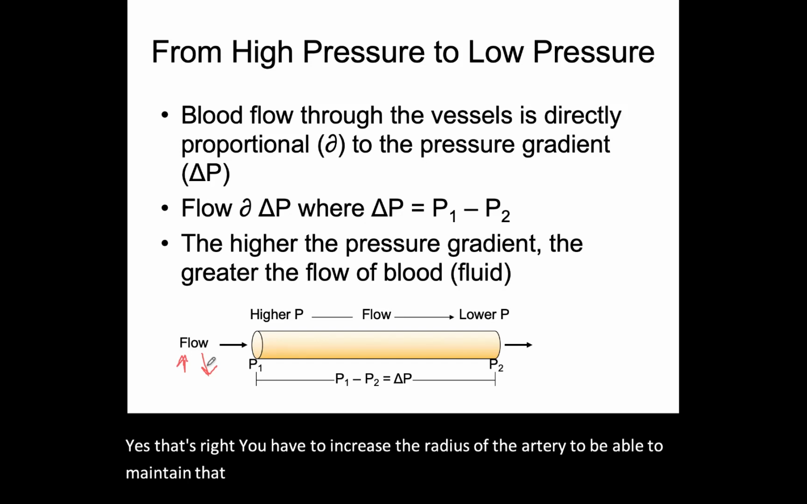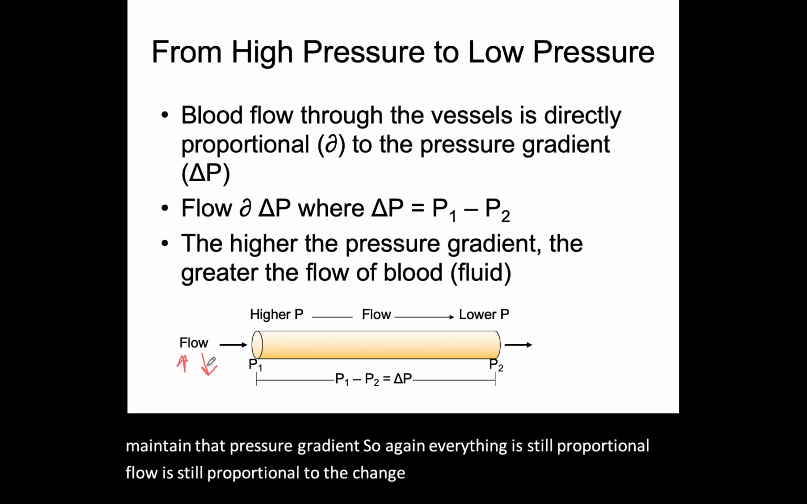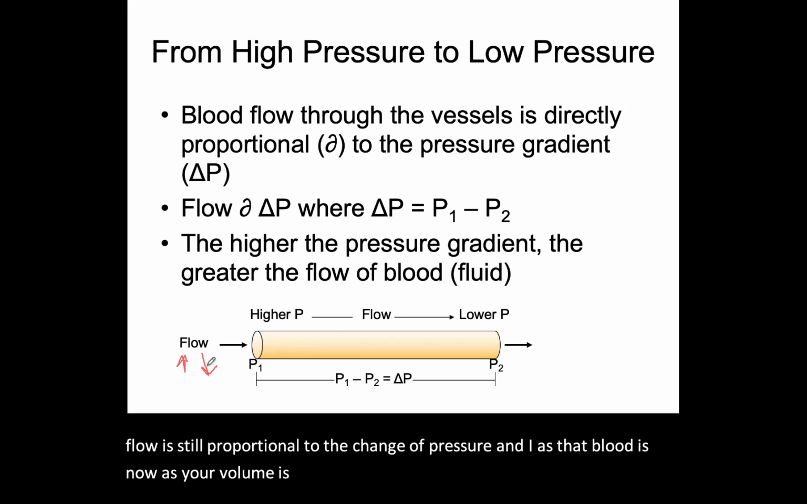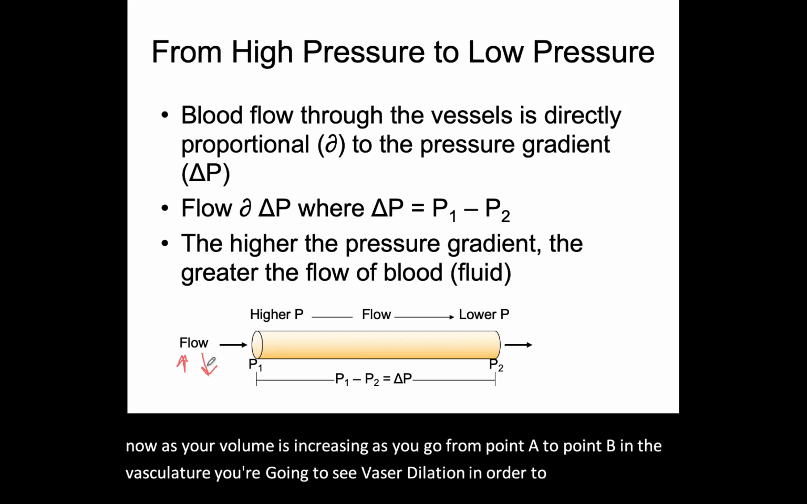So again, everything is still proportional. Flow is still proportional to the change of pressure. Right? As your volume is increasing, as you go from point A to point B in the vasculature, you're going to see vasodilation in order to support and maintain pressure within the system.